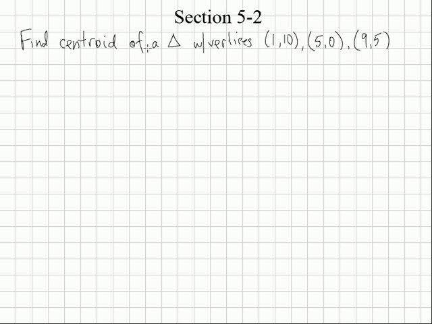Here's the example. Find the centroid of a triangle with these vertices right here. So let's try to draw it. Let's see. 1, 10, 5, 0, 9, 5. So everything's in the first quadrant, isn't it? So I'll be a little more careful with how I draw my x and y axis.